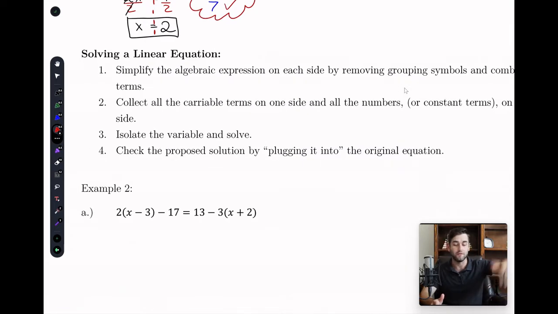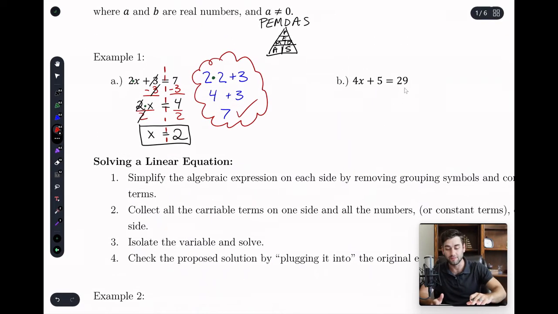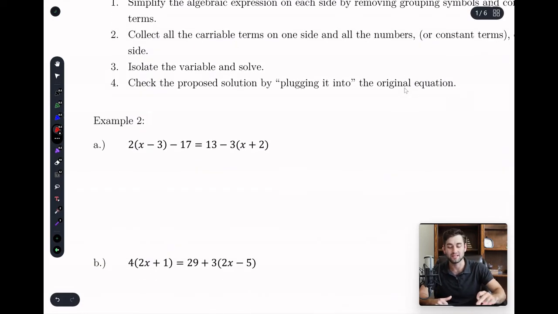All right, so solving a linear equation. We kind of just solved a super easy one that should have been a review. But what happens when it gets a little more complex? I'm not going to read all those words to you. You know how to read. I hope you know how to read.